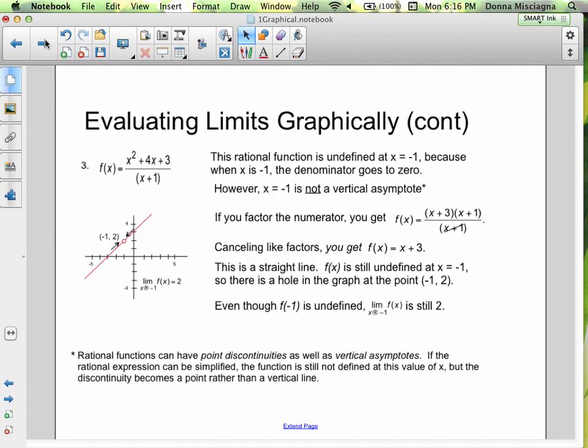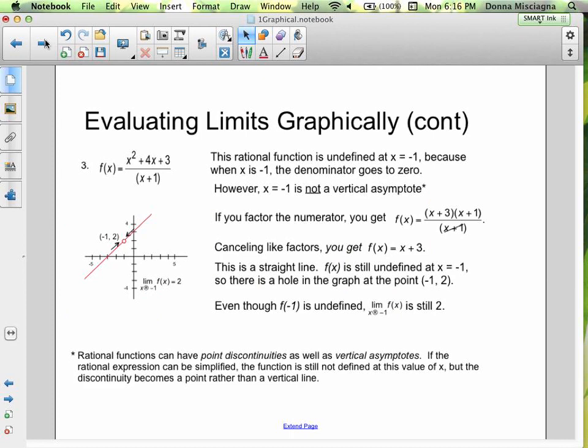And we're going to take a look at some more. All right, so this one's not in your notes. Let's take a look at some more. Evaluating limits graphically. So here we have a rational function. It is undefined at x equals -1 because when x is -1, the denominator goes to 0. However, x equals -1 is not a vertical asymptote.